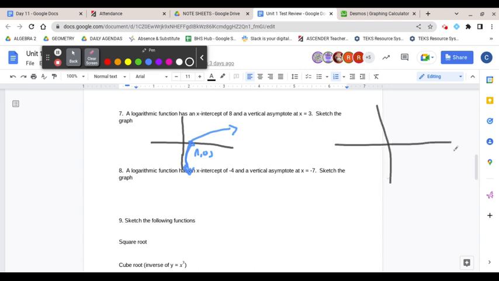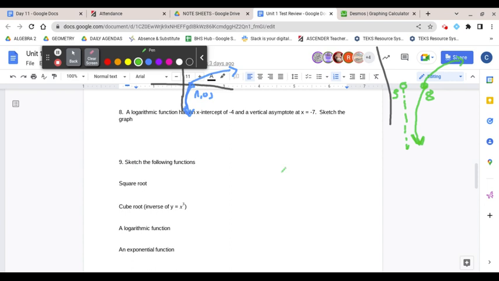This other one is just a transformed logarithmic function. We have an x-intercept at 8 instead of 1, and we have a vertical asymptote at 3. So the sketch of this function is going to go through 8. It'll dip down like this and never cross the 3. Arrow down here, arrow up there.